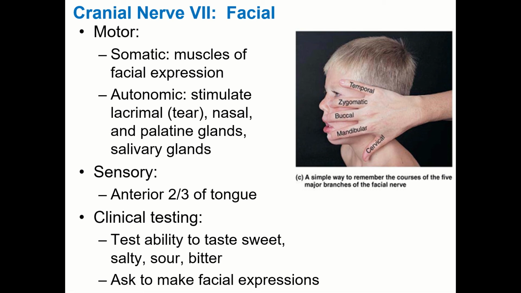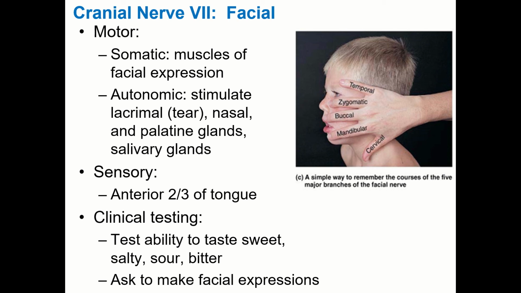So in terms of what it does, you can see that it has both somatic and autonomic motor function. From a somatic standpoint, it controls the muscles of facial expression. So when you smile or frown or furrow your brow, all those kinds of things, the muscles that make those expressions are innervated by the facial nerve. From an autonomic standpoint, it produces secretions, basically.